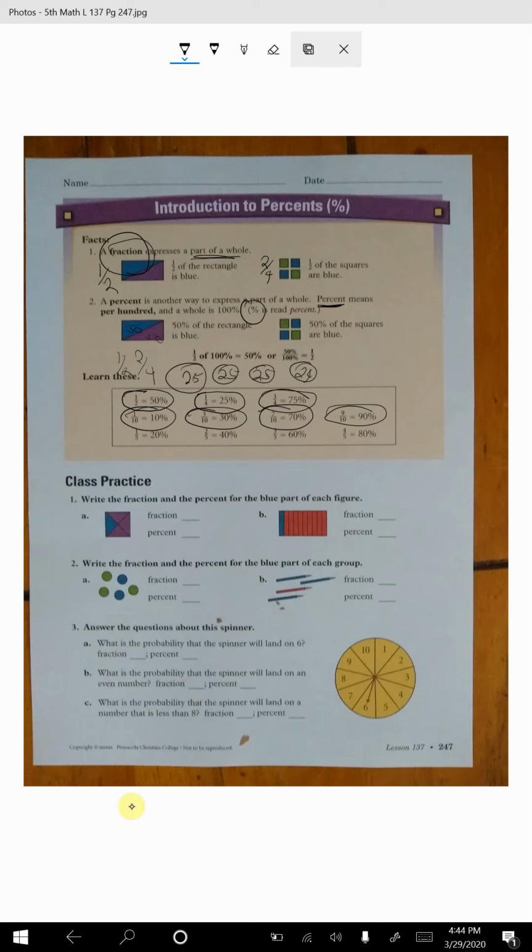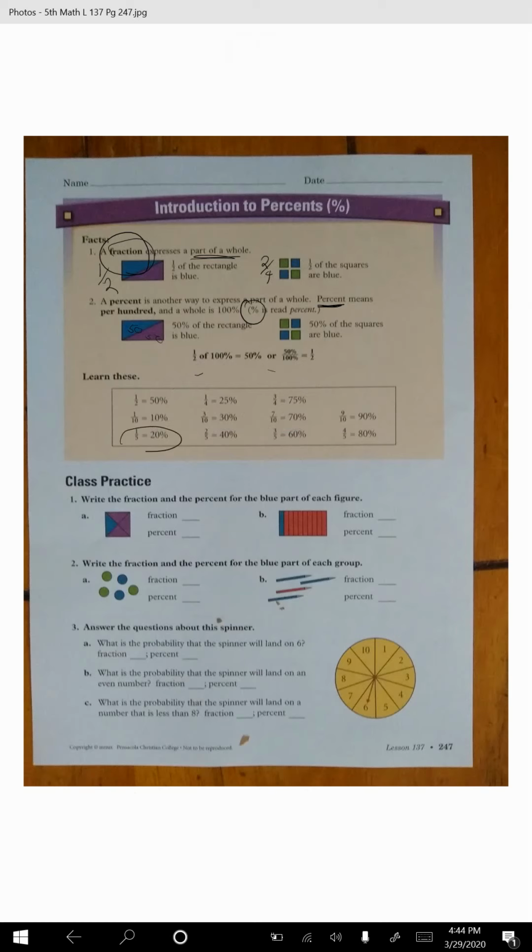Fifths you just have to memorize. Let me erase this stuff. Isn't that cool? I can do that by just touching that thing up top. All right. So 1/5 is 20%. If you double that, 2/5 would be 40%. 3/5 is 60%. And 4/5 is 80%. So you got to memorize those. The more you see them, the more you're going to recognize them. And there's more than these that you're going to memorize. But these are the ones they have right now.